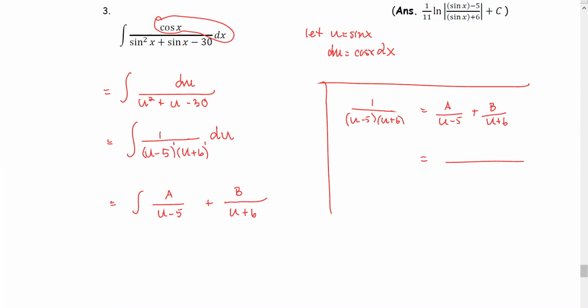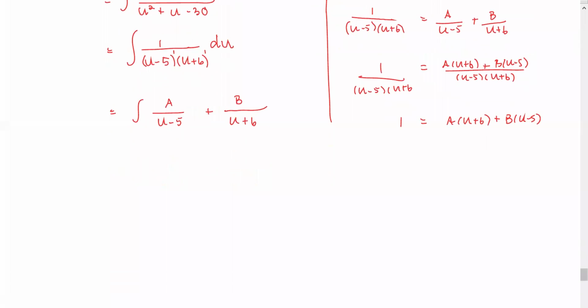Combine the two partial fractions with the common denominator. Multiply A by u plus 6, and multiply B by u minus 5, which equals the left expression, the original rational function. The left numerator equals the right numerator. And then we choose numbers to find A and B.